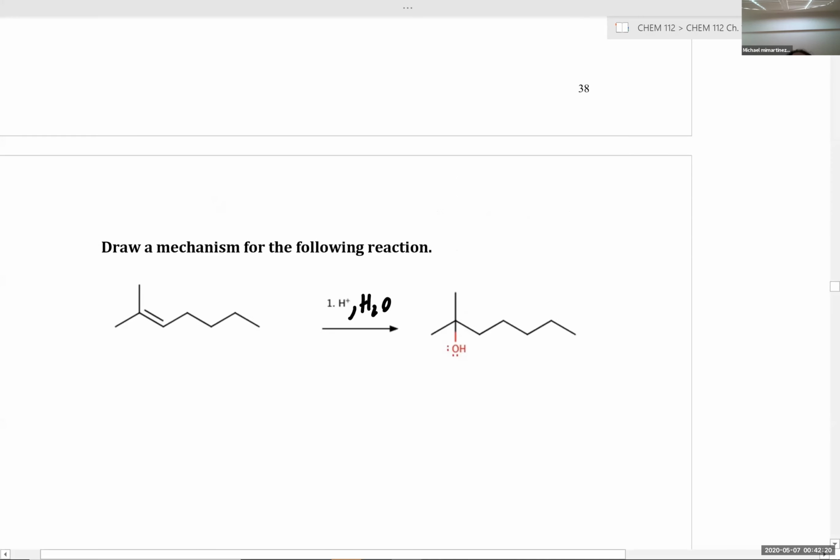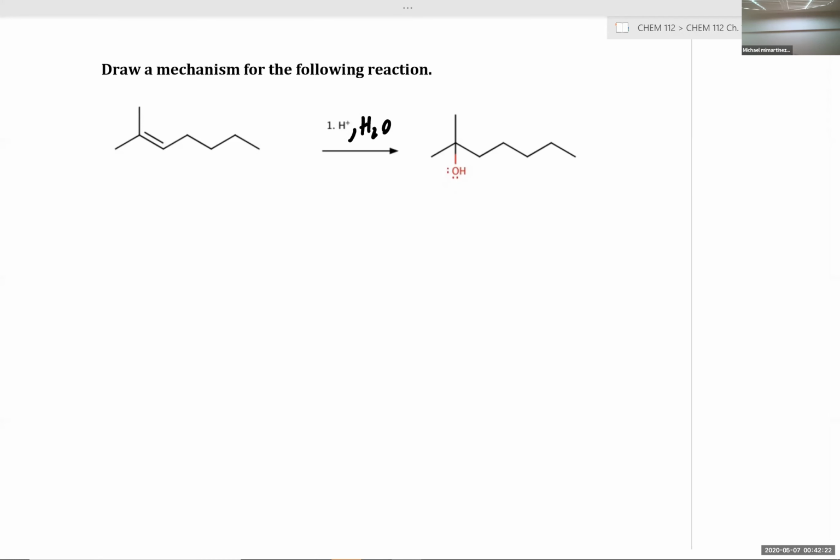In terms of the page number, it's page 39 of the chapter 7 notes. And the revised notes are posted on Canvas.